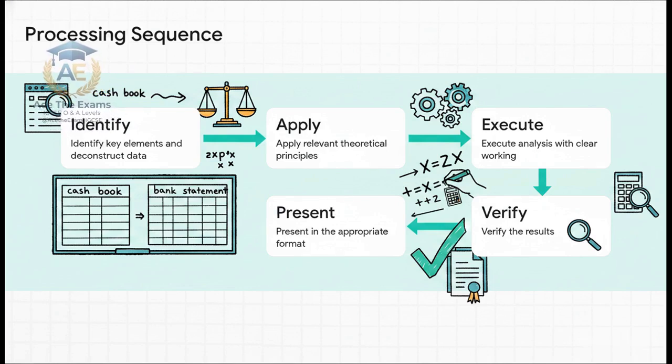Step 2. Apply the relevant principles. Step 3. Execute with clear working, meaning show your math. If you make a calculator error but your methodology is visible and correct, examiners will award you the own figure rule method marks. Step 4 is verifying results, and Step 5 is presenting them. Alex and Sam use this exact cognitive strategy to get unstuck, rewriting their flawed section out loud and transitioning from a mediocre answer to a flawless full-mark response.